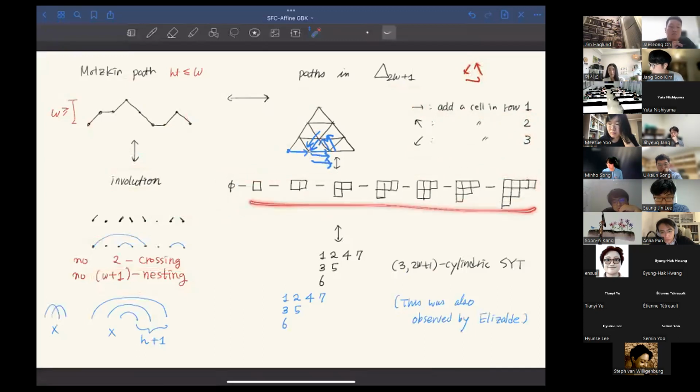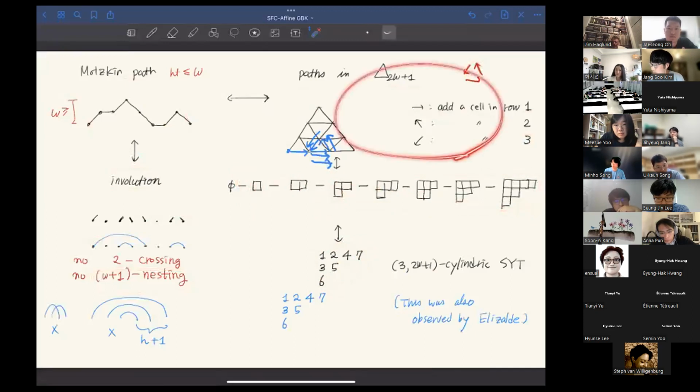In each step, we added one cell, so this can be naturally encoded as a standard Young tableau like this. The first cell is written here, the second cell is added here, and the third cell added here, etc. So you can see it's just a standard Young tableau. And the condition that this standard Young tableau came from such a process corresponds to the fact that it is a 3, 2w plus 1 cylindric standard Young tableau.